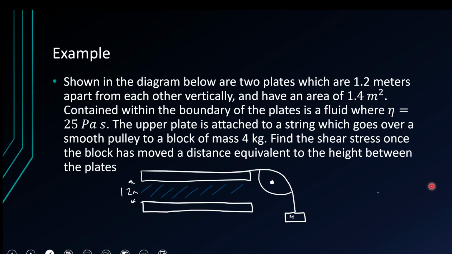Shown in the diagram below are two plates which are 1.2 meters apart from each other vertically and have an area of 1.4 square meters. Contained within the boundary of the plates is a fluid where the coefficient of viscosity is 25 Pascal seconds. The upper plate is attached to a string which goes over a smooth pulley to a block of mass 4. Find the shear stress once the block has moved a distance equivalent to the height between the plates.